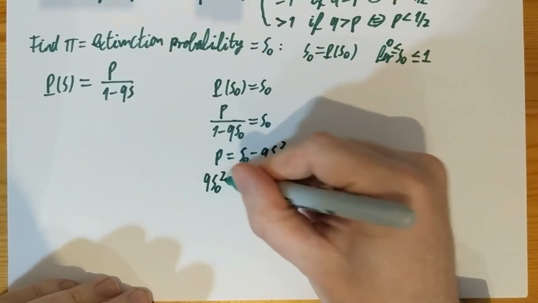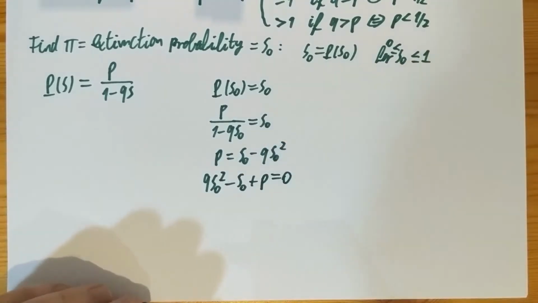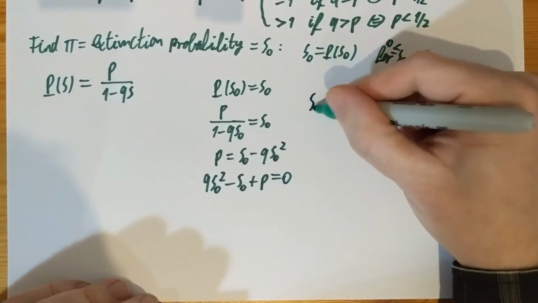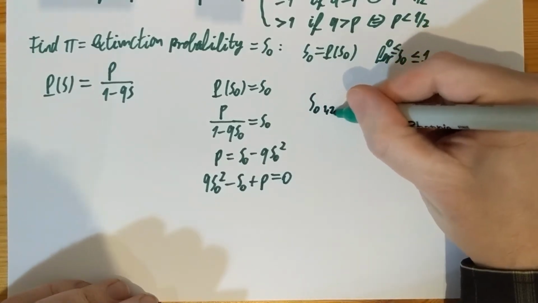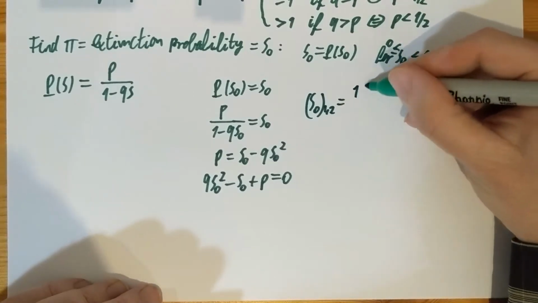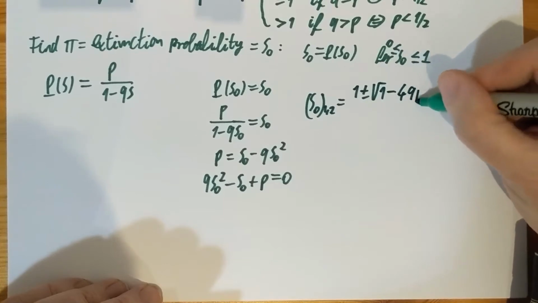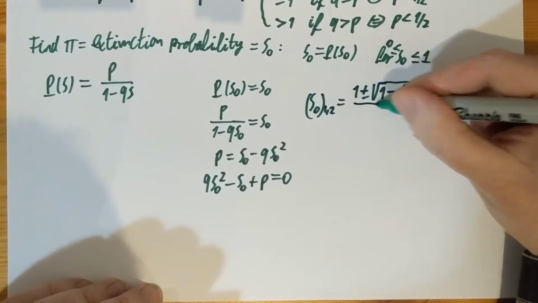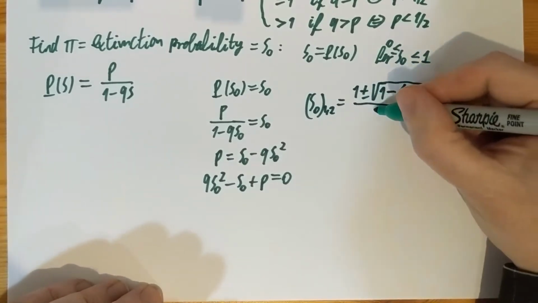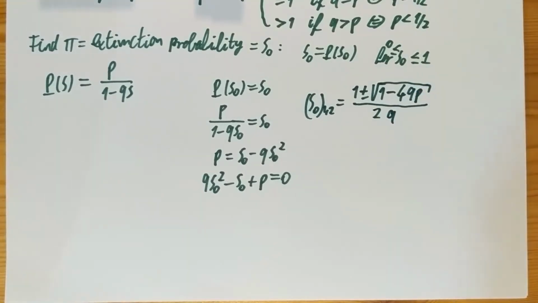And let's just collect things on the left, for example. q s naught squared minus s naught plus p equals 0. And then let's solve this. s naught will have two solutions: 1 plus minus the square root of 1 minus 4qp, over 2q. These are the two solutions, but they are not actually in very nice form yet.